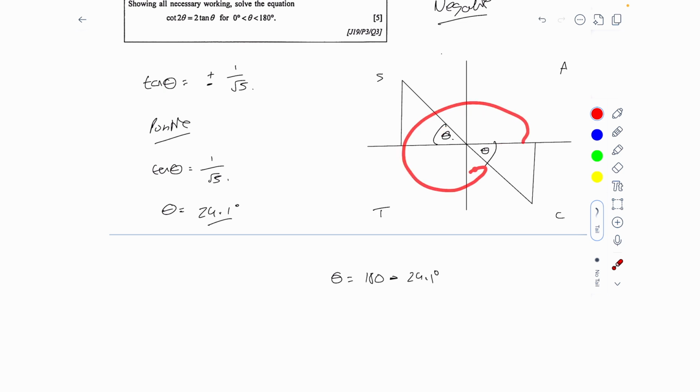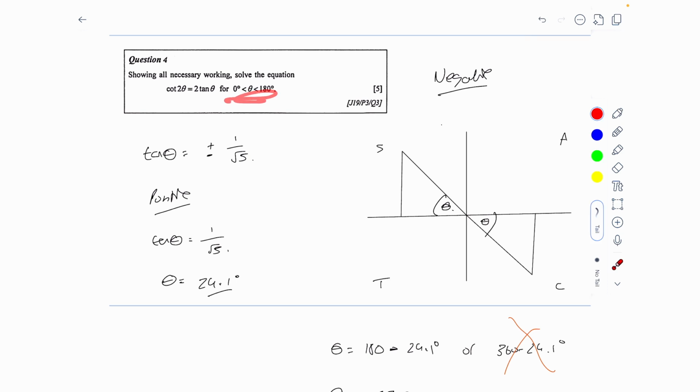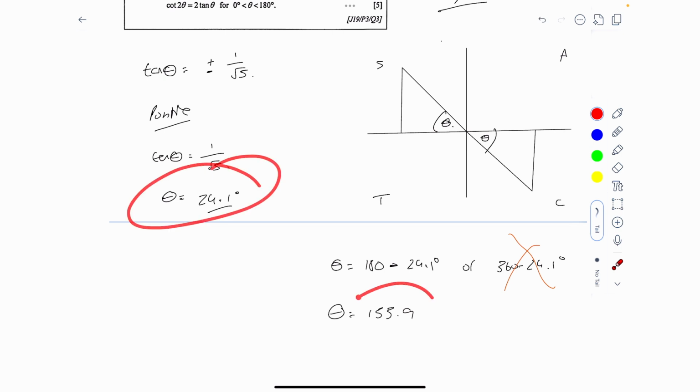And over here, we've got 360 minus 24.1. Okay, so 180 minus 24.1, 360 minus 24.1. So theta then is going to give me what? 155.9. 360 minus 24.1, again, don't think minusly here. It doesn't fit within our bounds, so we can't accept it. But we can accept 155.9. So therefore 24.1 and 155.9 are going to be our final answers to that question.